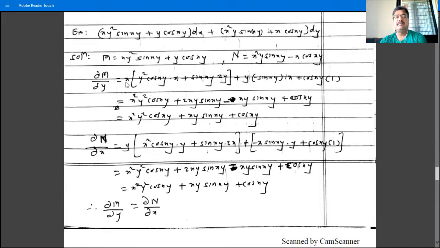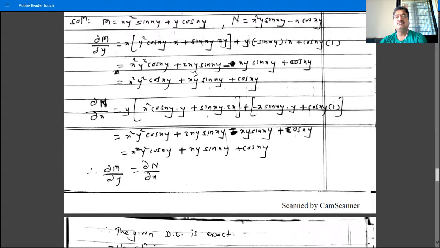So after multiplying with x, and after simplification, we have 2xy sin(xy), and 2 minus xy sin(xy). This is 2 times, this is 1 time. So 2 times minus 1 time becomes 1 time xy sin(xy) cos(xy). So this is ∂M/∂y.